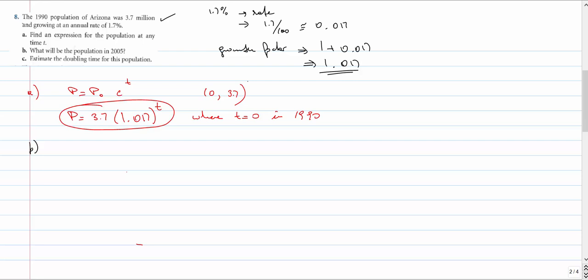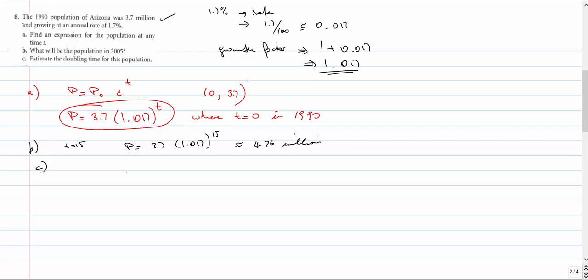So that's the answer for A. B. What will be the population in 2005? From 1990 to 2005, t is 15. So P is equal to 3.7 times 1.017 to the power 15. And that is approximately 4.76 million.